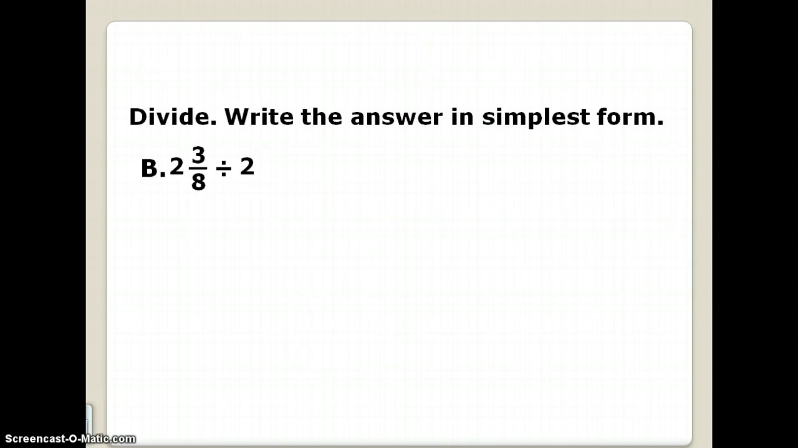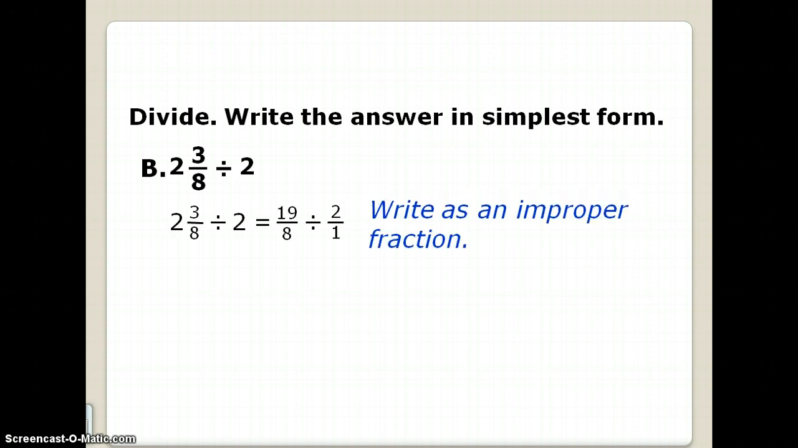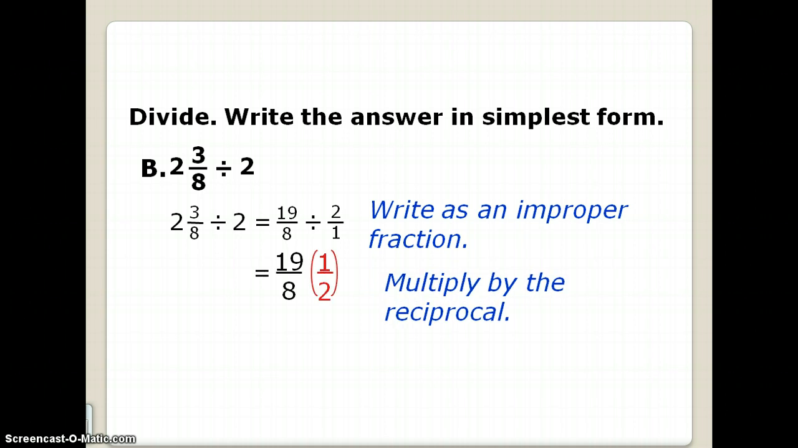Let's divide 2 3/8 by the number 2. Before we start, just like with multiplication, we want to make these fractions improper. So 2 times 8 plus 3 would give us 19/8. 2 as a whole number can be written over 1. Now we're ready to begin the process of division. So we leave 19/8 and multiply by the reciprocal of 2/1, which would be 1/2.